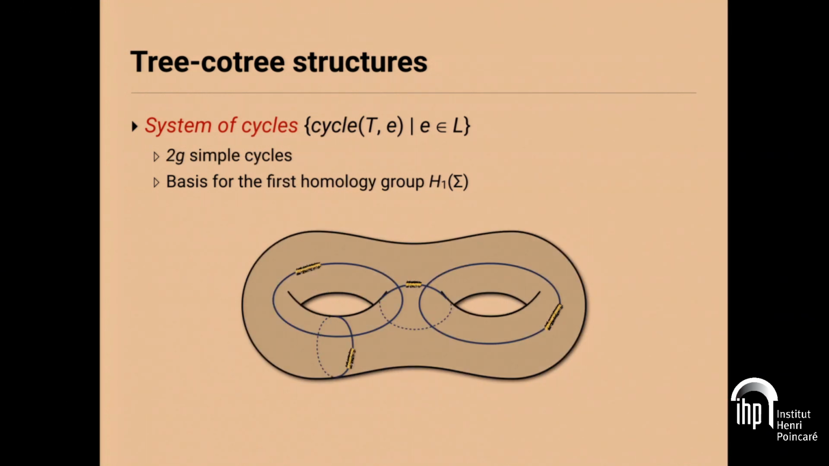Every fundamental cycle is simple because you just walk from u through the tree to v and then across. And these 2g simple cycles turn out to be a basis for the first homology group of the surface.